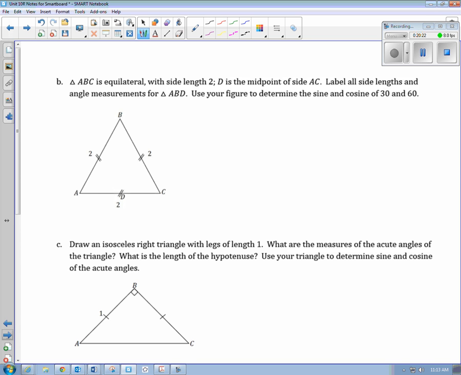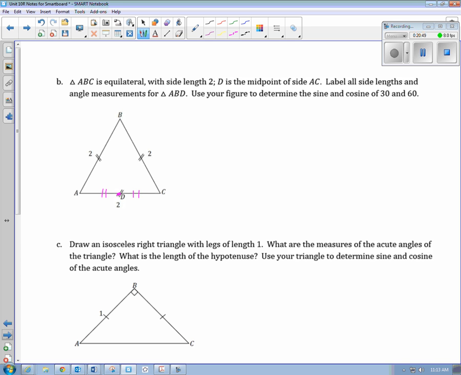In the part B question, they're telling us that we have an equilateral triangle and each of the sides is 2. It tells us that D is the midpoint of side AC. So that's a midpoint, so that means that these two are equal to each other. It asks us to label all the side lengths and angle measures for this triangle. And we're supposed to use our figure to determine the sine and cosine of 30 and 60 degrees.